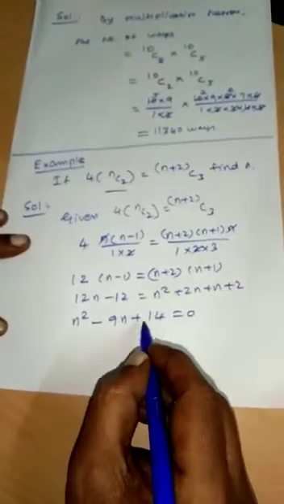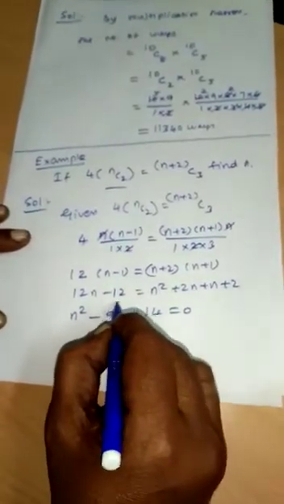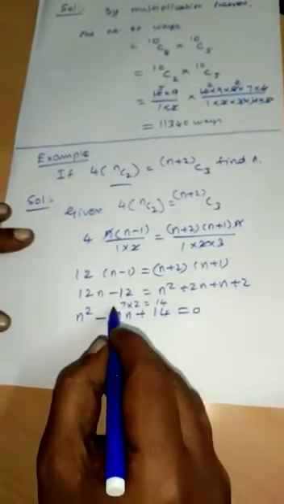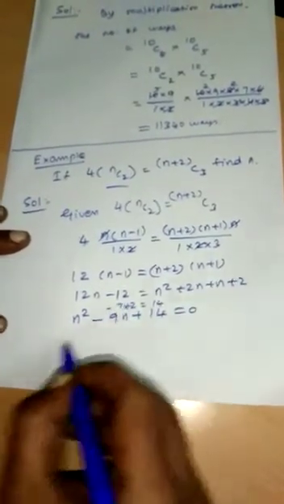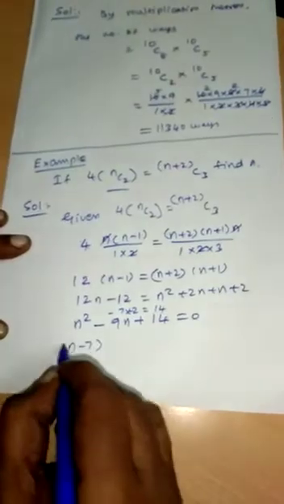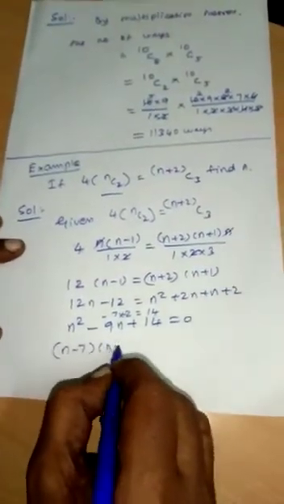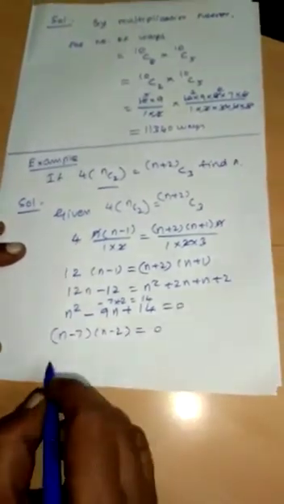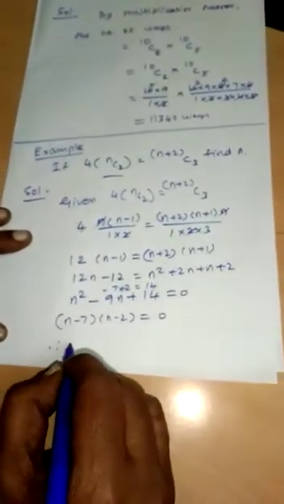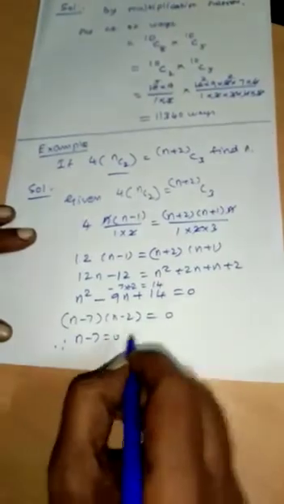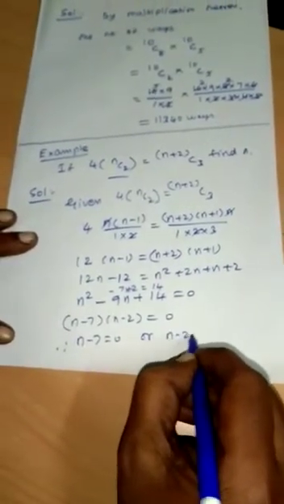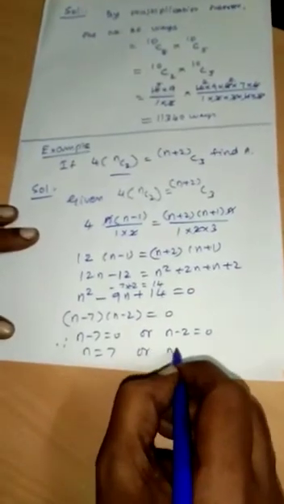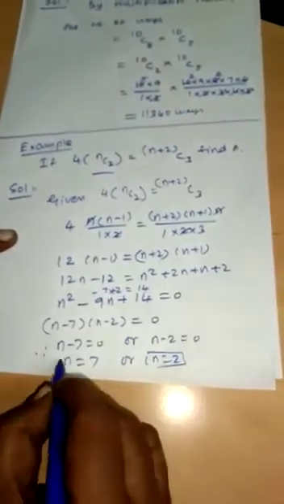When we factorize it, 7 into 2 is 14, but here both are minus. Therefore, (n minus 7) into (n minus 2) is equal to 0. Therefore, n minus 7 is equal to 0, or n minus 2 is equal to 0, n is equal to 7 or n is equal to 2. Answers.